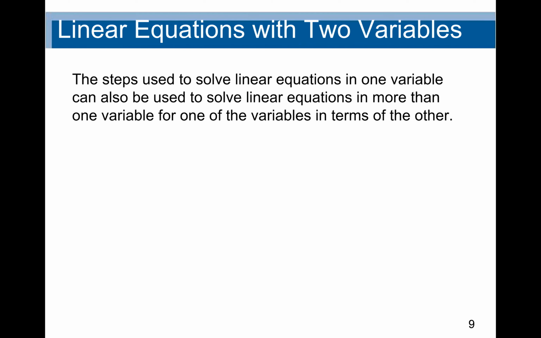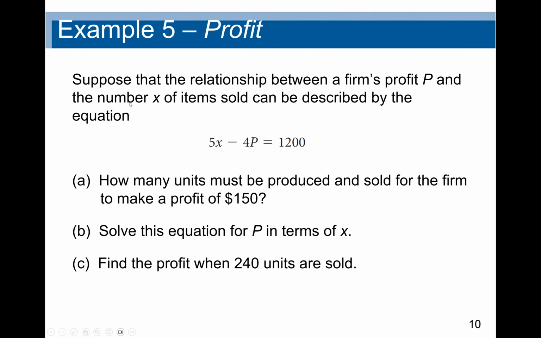Now, the steps used to solve a linear equation in one variable can also be used to solve a linear equation in more than one variable for one of the variables in terms of the other. So for example, suppose we have this equation 5x minus 4p equal to 1200. And the question says how many units must be produced and sold for the firm to make a profit of 150. So here we are assuming p is the profit, x will be the number of units. So we can substitute p with 150, then we find the value of x.